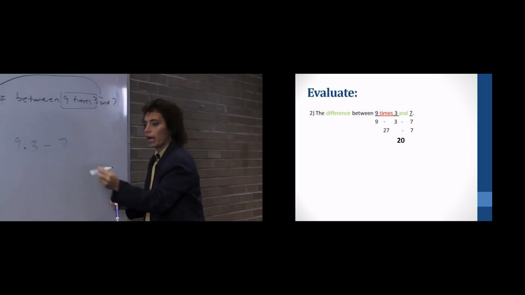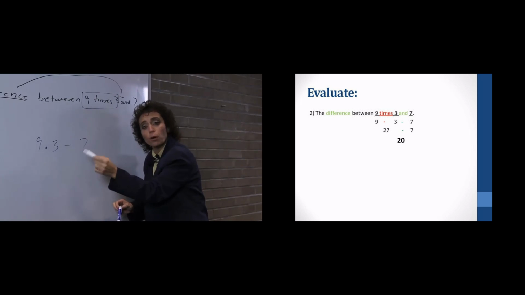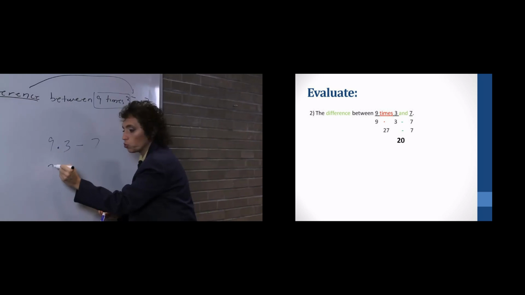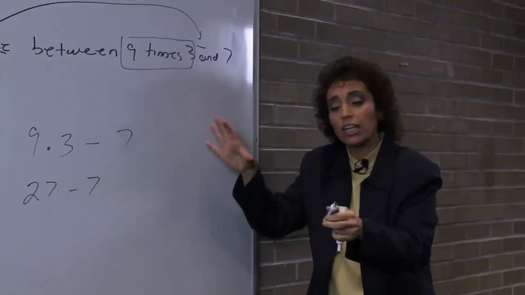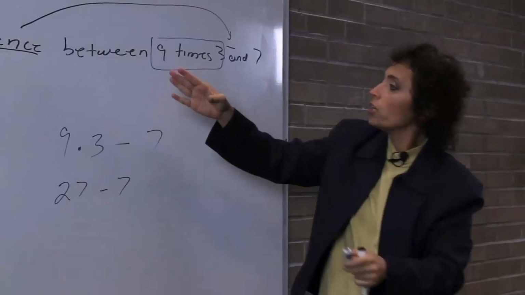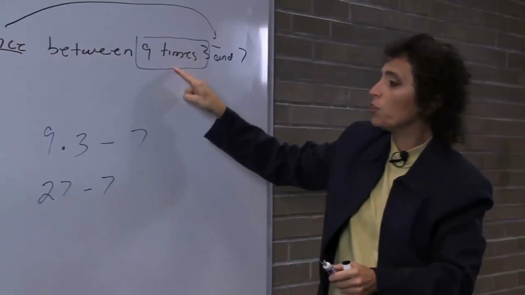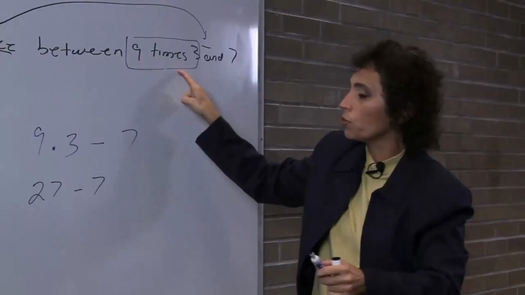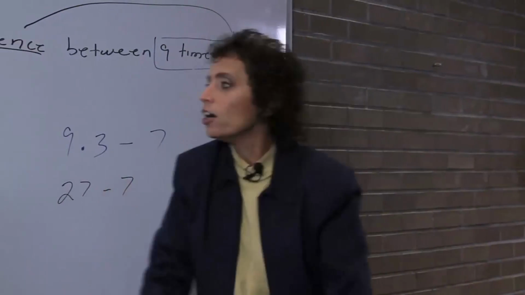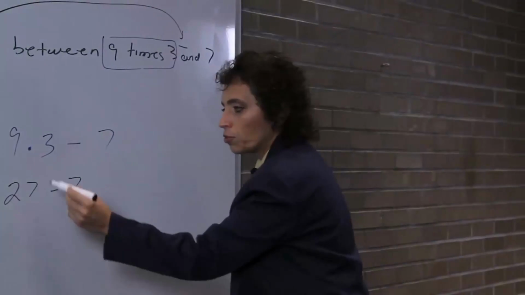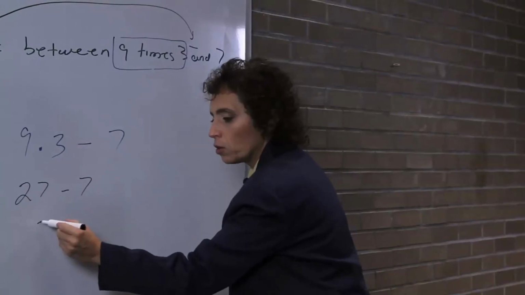All right, so now we have 9 times 3, order of operations, multiplication first. 9 times 3 is 27, minus 7. Kind of looks hard, but if you understand those little keys, it makes it easy. We have difference here and we have times here, but we have a number between those words. So it's not an operation followed by an operation, kind of like that sign thing. So 9 times 3 is 27, minus 7, which is 20.